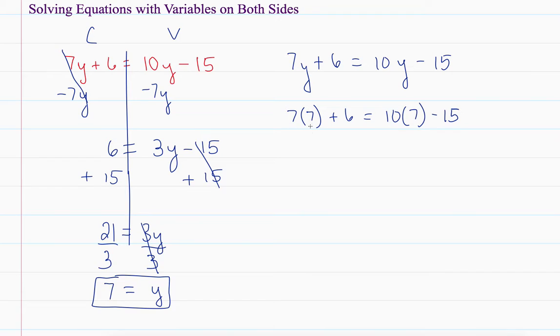So 7 times 7 is 49 plus 6. 49 plus 6 gives me 55. And on this side, 10 times 7 is 70 minus 15, which also gives me 55. So if I do this check and both sides are equal to one another, I know that I have the right answer. And that's how you solve equations with variables on both sides.